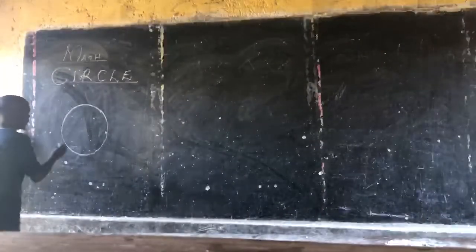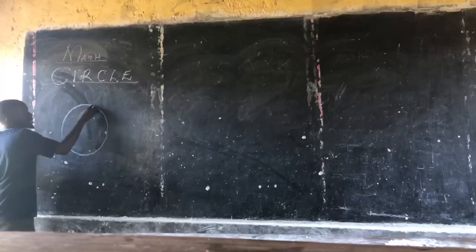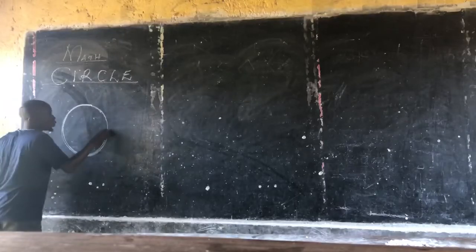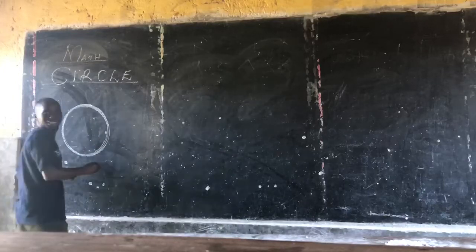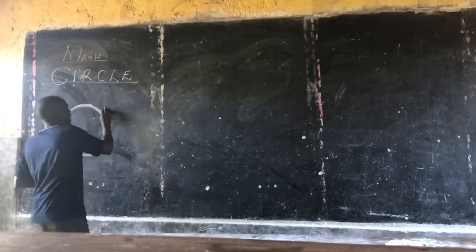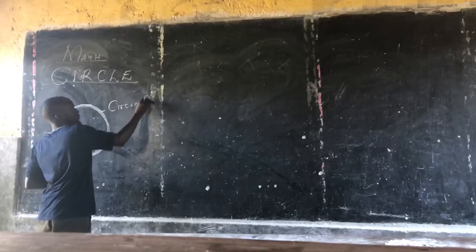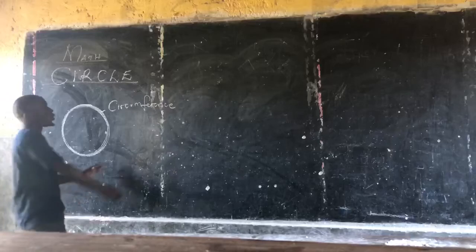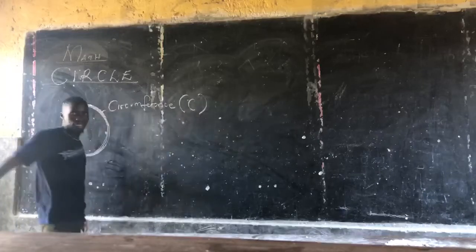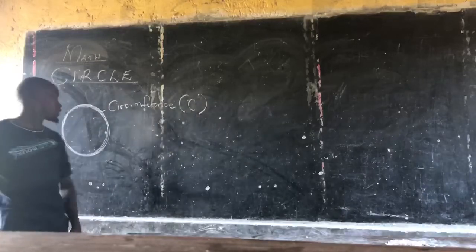We have some things we have to know. This is the so-called distance around the circle. Moving around the circle, this distance around the circle, we call the circumference of the circle, which we abbreviate as letter C, to mean the circumference of the circle.